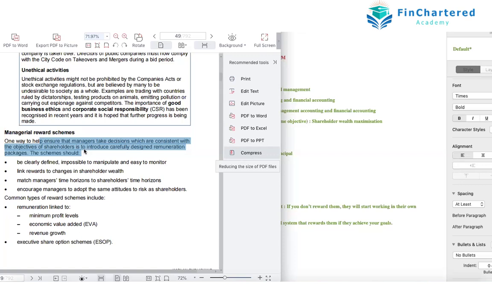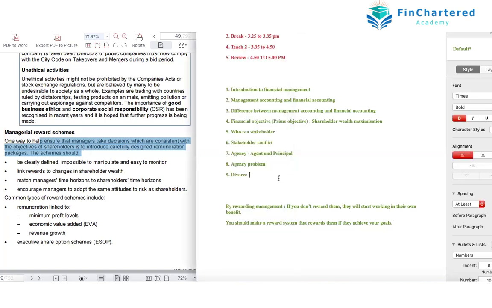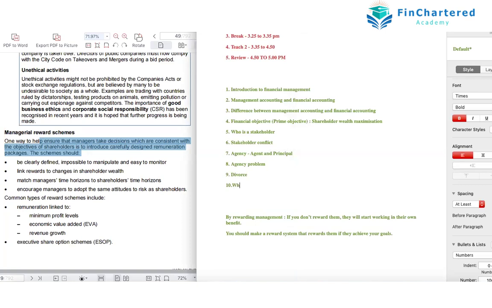Now that these are these schemes. Now, what are the types of schemes? Share options and so on. Again, I will brief you on this going forward. But for now, you just need to know what it is and why it is necessary to reward management.